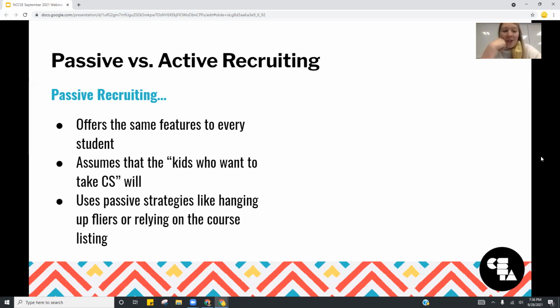And then finally, using passive strategies like hanging up flyers or relying on the course listing to get students to sign up. And I love, Bobbi-Jo, that you talked about counselors, and I'm going to talk about counselors too. Counselors are such a good way to make sure that all of our students are being offered computer science in a way that is appealing to them, right? That makes sense for them. All right. And then active recruiting, if we can click it.